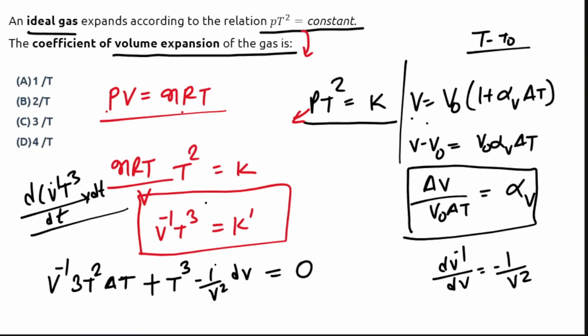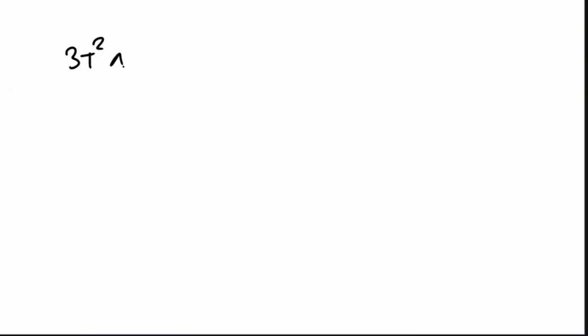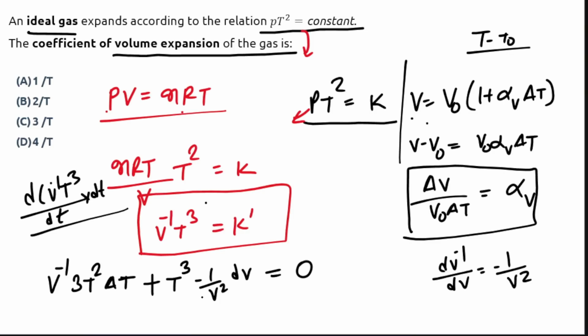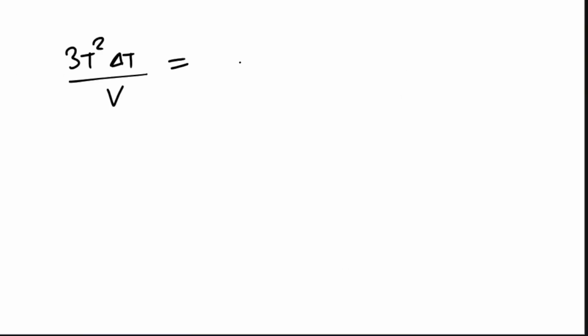Now you just need to arrange this thing. So this is 3T square delta T by V, and this is equal to how much? आप यहाँ से देख लो. This is equal to, this is a negative term, right? So plus हो जाएगा जब आप इसको इधर लेकर जाओगे. So this is T cube dV by V square. So V से एक V cancel हो जाएगा. So only V is left here. T square से T square will get cancelled. 1 will be remaining here.